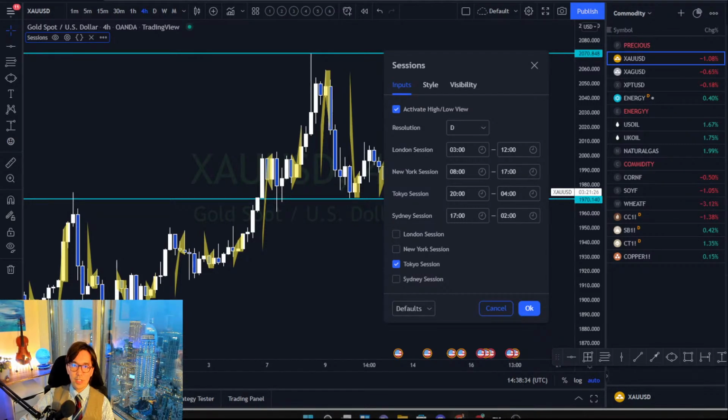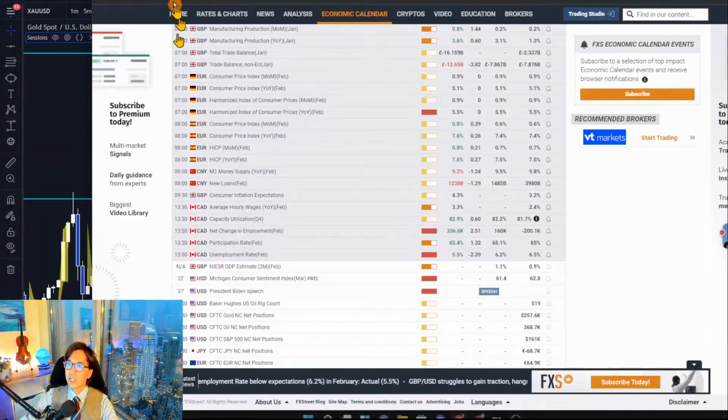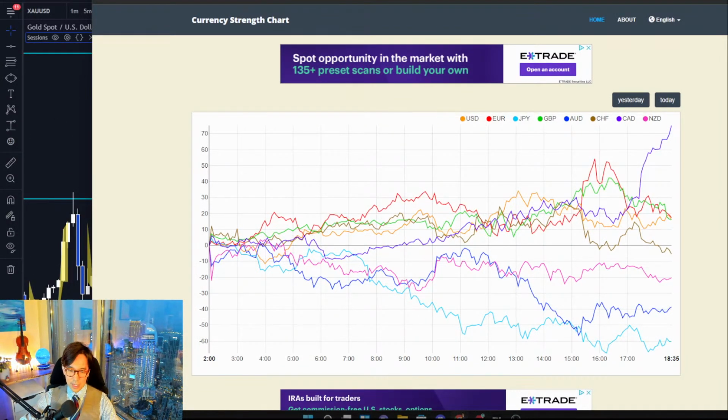Okay, let's see. Christopher says, can you share the link of the currency strength chart, please? Sure, I can do that right now on the chat. Let me share that. Yeah, because I use this every day to check each currency condition. Okay, here we go. I just posted it on the chat so you can find the link. It's free and it refreshes every 5 minutes. So you can refer to it.